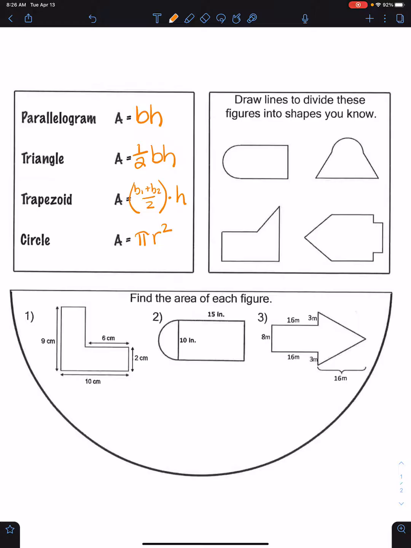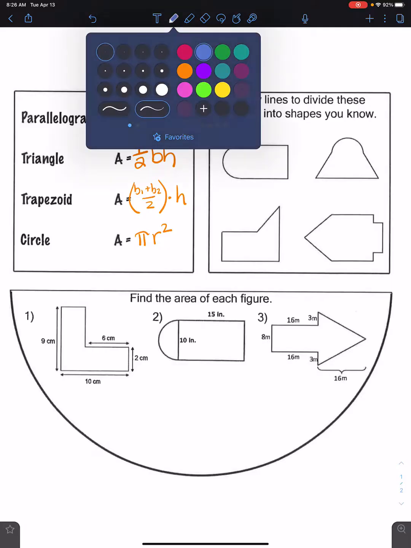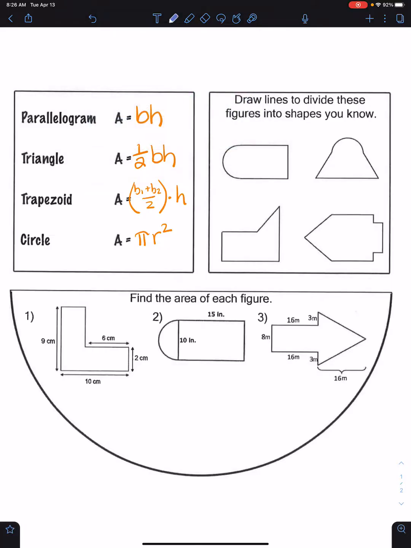So if you look at the shapes in the box to the right, none of those are a parallelogram, triangle, trapezoid, or circle, but they are a combination of some of those shapes. So one way you can find the area is to divide these shapes up into shapes that you know. For example, if I drew a line right here, this would divide the shape into a half circle, which we call a hemisphere, and a rectangle.